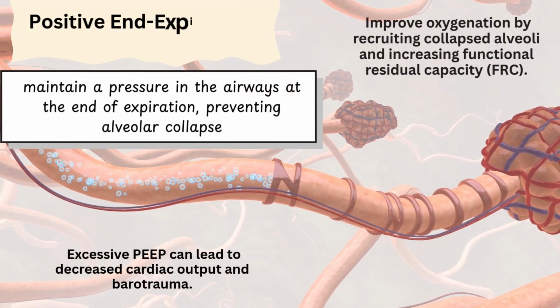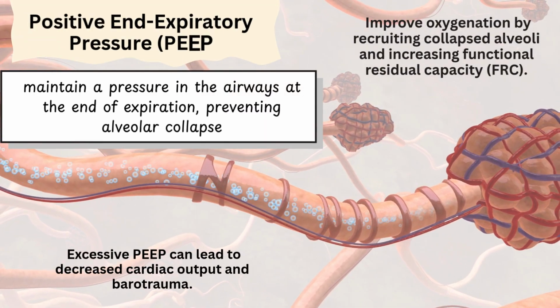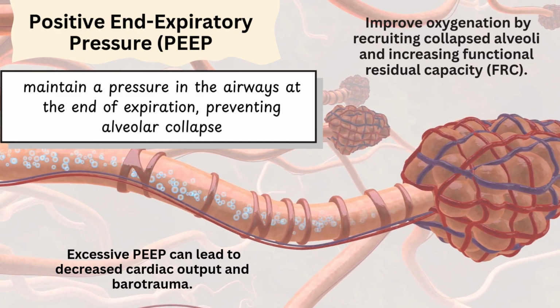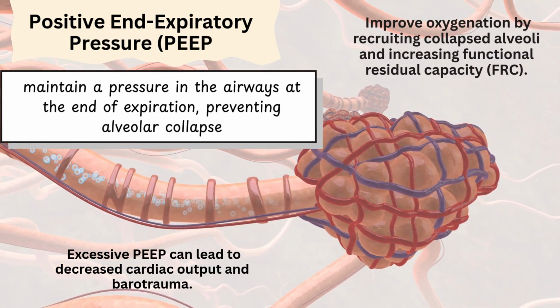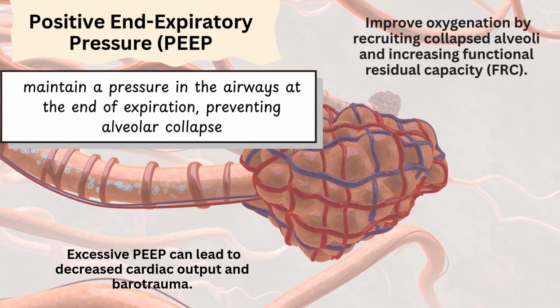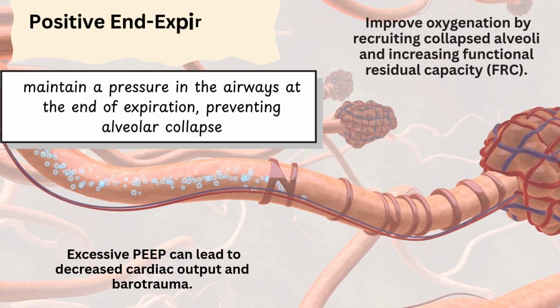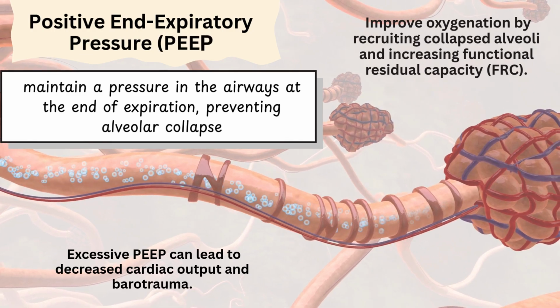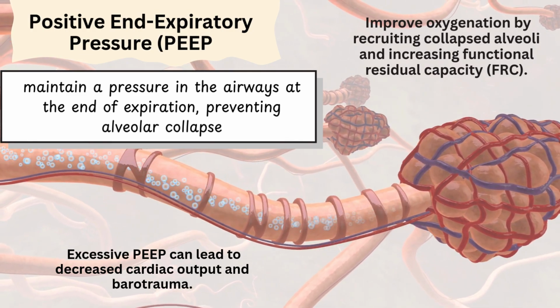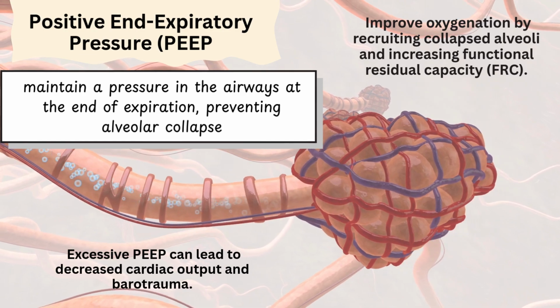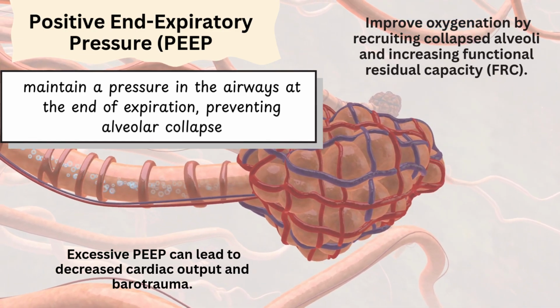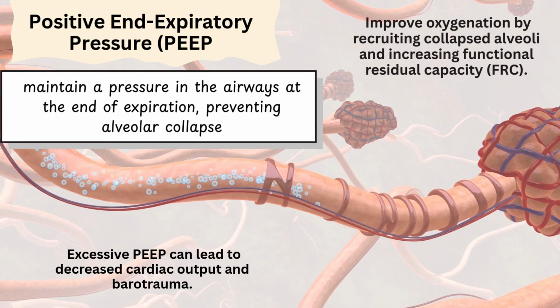Positive end expiratory pressure, PEEP. It helps to maintain a pressure in the airways at the end of expiration, preventing alveolar collapse. PEEP helps improve oxygenation by recruiting collapsed alveoli and increasing functional residual capacity, FRC. PEEP can enhance gas exchange and reduce shunting, especially for patients with ARDS and acute lung injury. However, excessive PEEP can lead to decreased cardiac output and barotrauma.